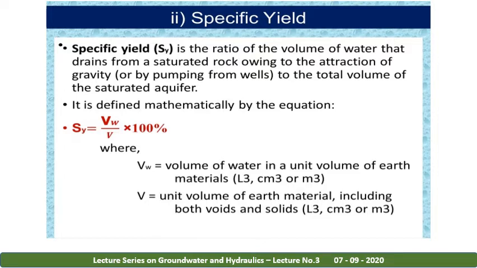It is defined mathematically by the equation: specific yield equals volume of water divided by volume of material, into 100%, where W is the volume of water in a unit volume of earth material. That can be written in centimeter square, centimeter cube, or meter cube. V is the unit volume of earth material.